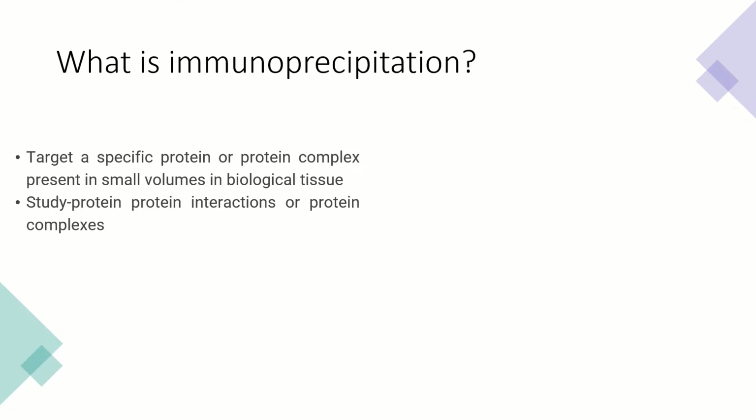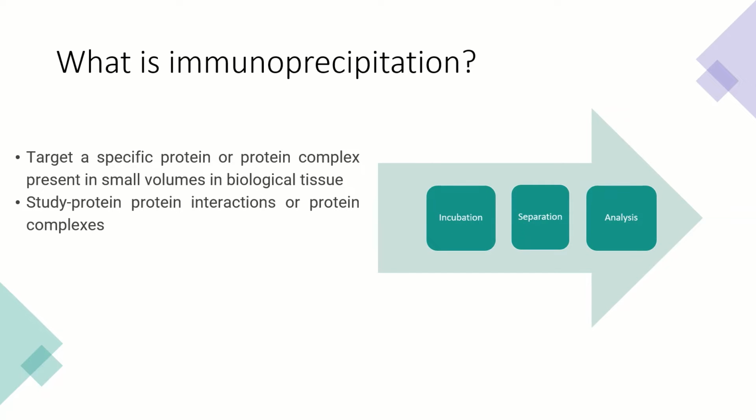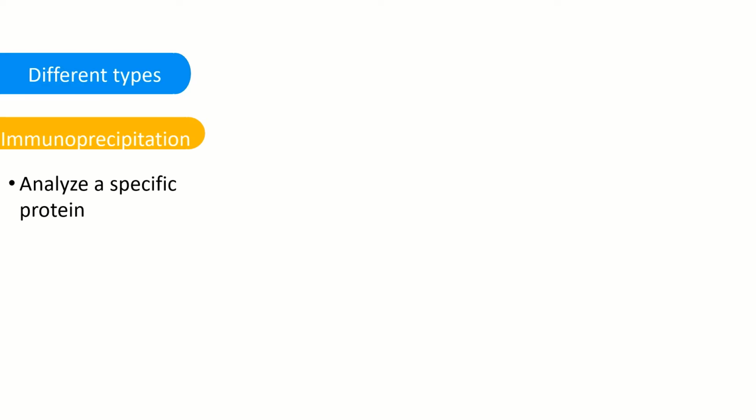Immunoprecipitation, or IP, is a technique that is used to study and target a specific protein or protein complexes present in small volumes in biological tissues. It consists of 3 parts: incubation, separation, and analysis. There are 2 different types of IP, immunoprecipitation and co-immunoprecipitation.